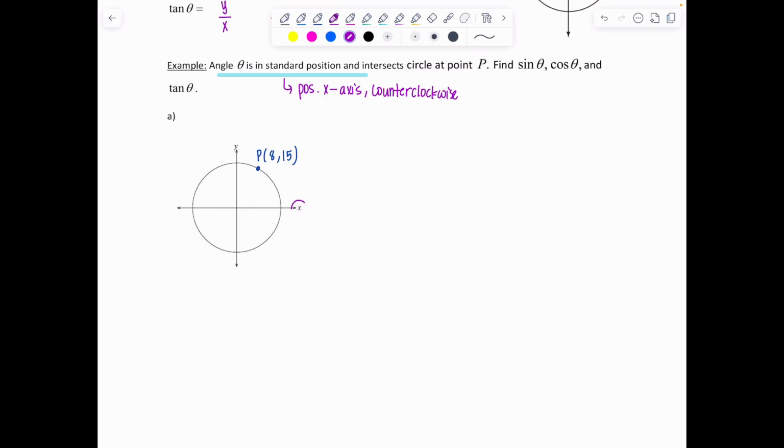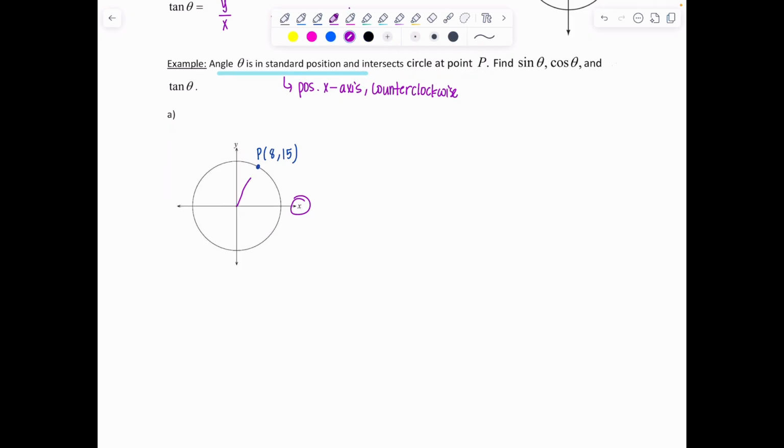So we're starting here, and then theta is being measured this way, and its terminal side intersects the circle at point P. So basically, theta starts here, ends here. This is my theta, okay? Find sine of theta, cosine of theta, and tangent of theta. Well, we just saw sine of theta is the ratio of y over r, the radius of the circle. Cosine theta is the ratio of x over r, and tangent of theta is the ratio of y over x.